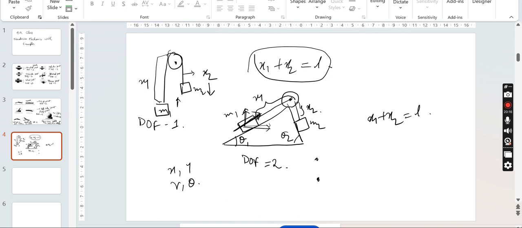Like if there are 2 points joined here, and if you push or pull, these lengths are all the same L. So basically this angle is changing, theta is changing. So although this system looks very complicated, ultimately it depends only on this theta. So theta is the only independent variable. The degree of freedom will be one.